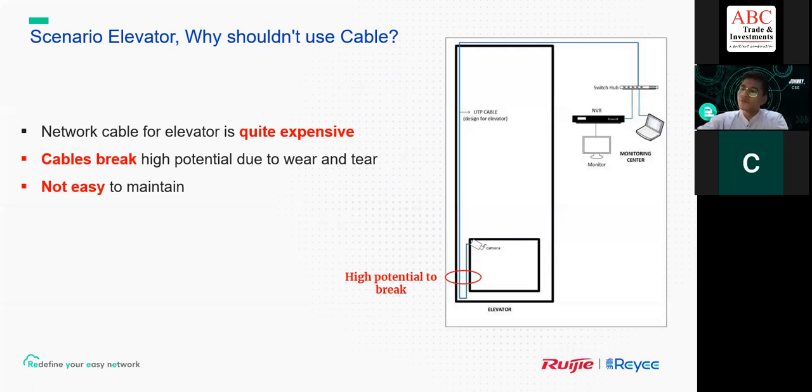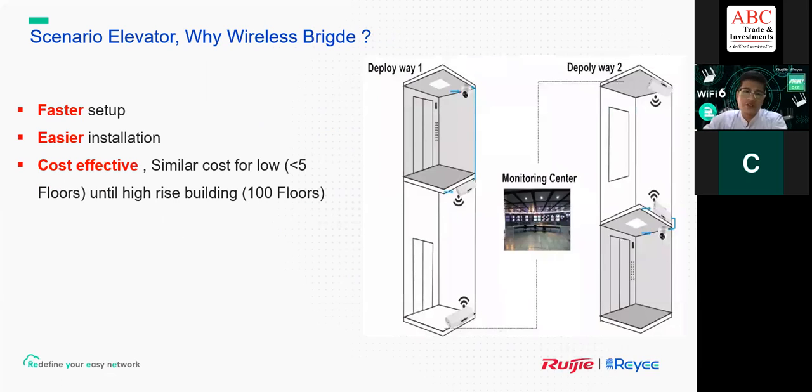Another means is what we call a traveling cable for Cat 5, Cat 6, and sometimes the jackets are really expensive. Another thing is there is a high potential to break the cable because of wear and tear. During a short period, your cable can break. This is not good for the customer, and also for you, the SI or installer. It is also difficult to maintain. So we shouldn't use cable anymore for the elevator scenario, because now we have the wireless bridge.